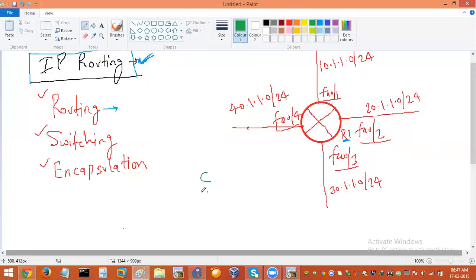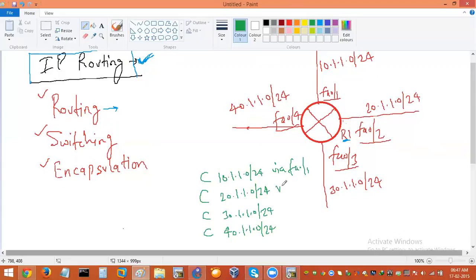Okay, C, C, C, and C. The first route is going to be 10.1.1.0/24. The second route is going to be 20.1.1.0/24. This is going to be via FA 0/1, via FA 0/2, via FA 0/3, and that's going to be via FA 0/4. Right, this is how the routing table of R1 would be after putting all those routes into the table.